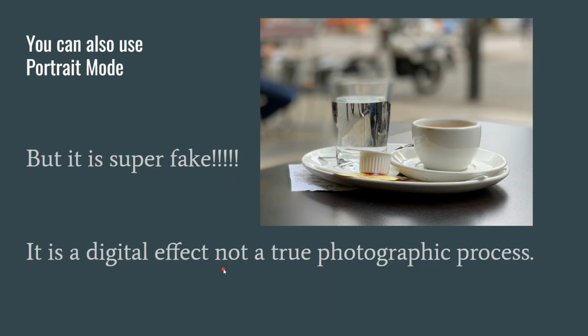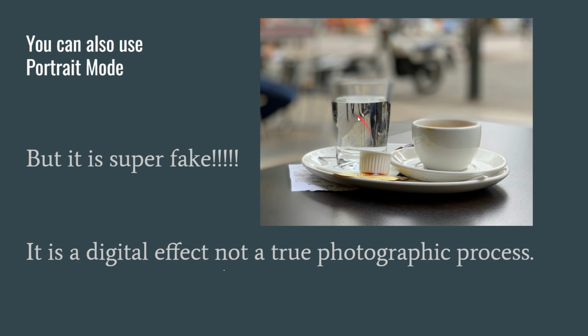Now, the problem is you don't always want to be 4 inches away. Sometimes you want to take a picture of your friend or something else, or you don't want to be all up in their face. So you can use portrait mode. Now, portrait mode on a phone, on an iPhone particularly, it's not like real life.